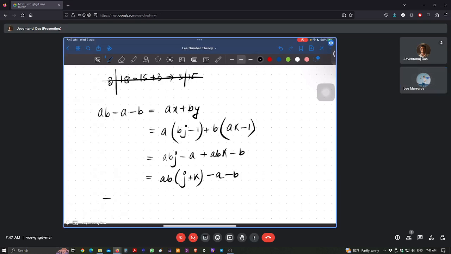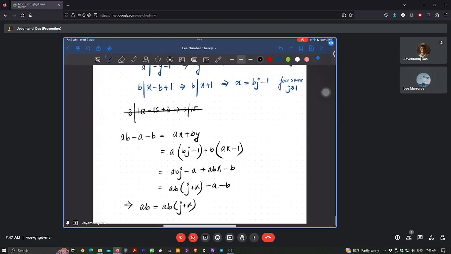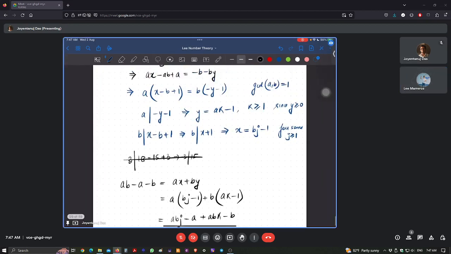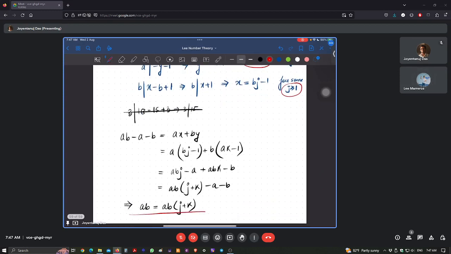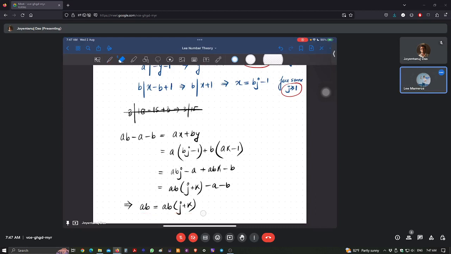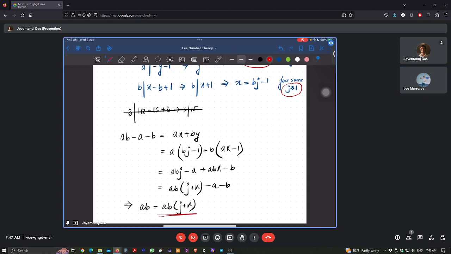So from here what I have is ab times j plus k, right? But actually this is a contradiction, right? Because from here I got two things, that k must be greater than or equal to 1, and j must be greater than or equal to 1. But that is not possible, right? So this is our contradiction.